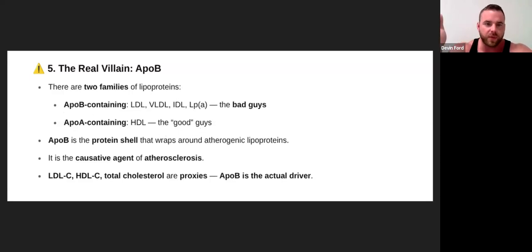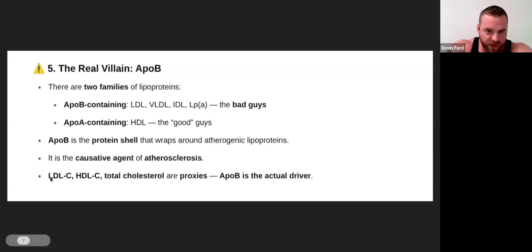There's no ApoB. The reason why that's good is because ApoB is the thing that will kill you, essentially, in time. That's the thing that forms atherosclerosis. It's the causative agent. It's what actually will cause atherosclerosis, which is the thing that's bad about cardiovascular disease. LDL versus HDL is not the issue.